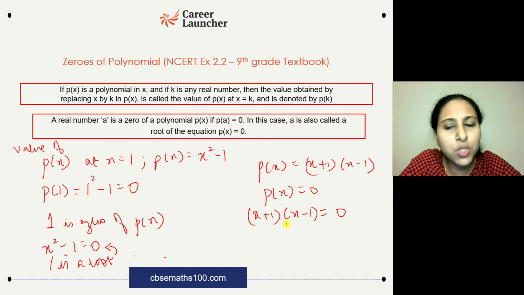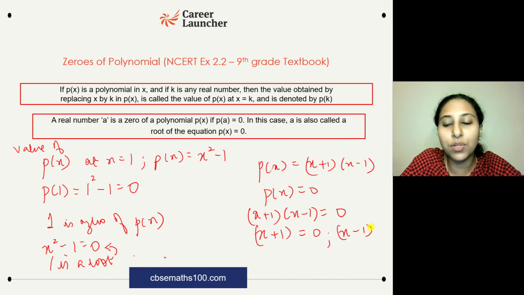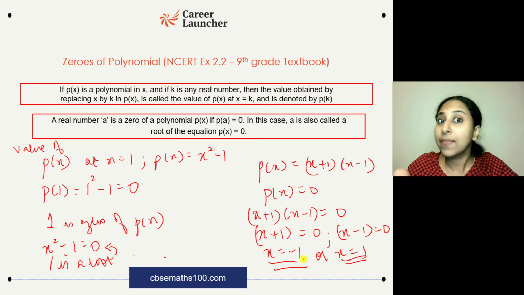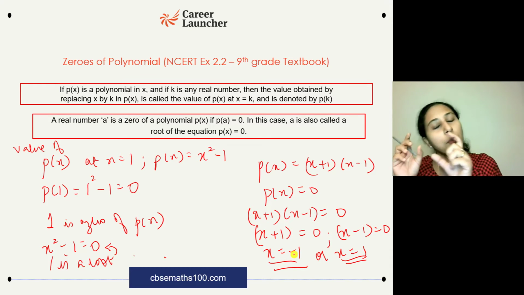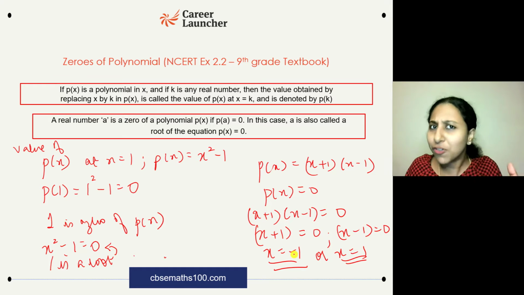And what values of x do we get here then? We can equate each of the factors separately to 0. X plus 1 is equal to 0 and x minus 1 is equal to 0. You will get x equals minus 1 or x is equal to plus 1. This is also another way of obtaining the zeros. By just equating the polynomial to 0 first itself, factorizing it would make it easier to get the zeros.